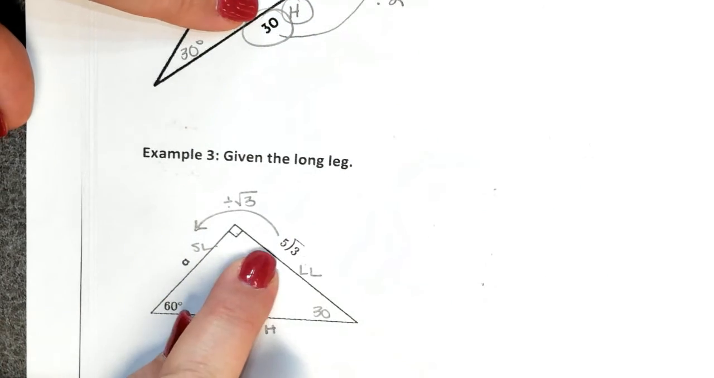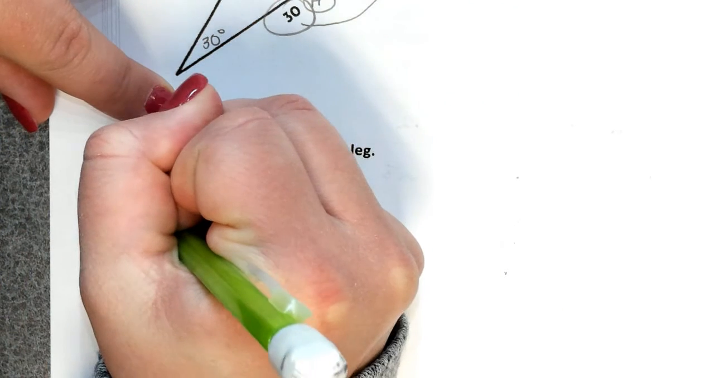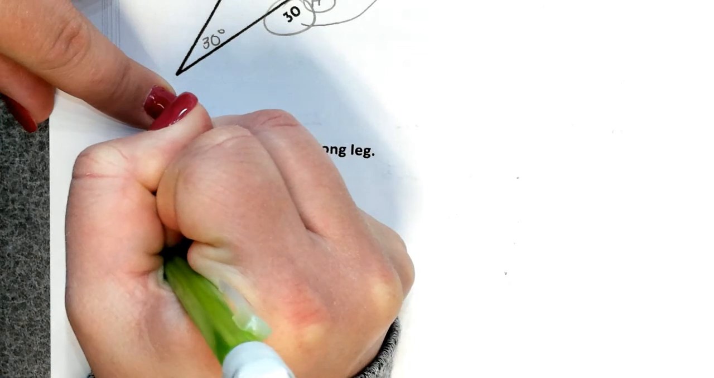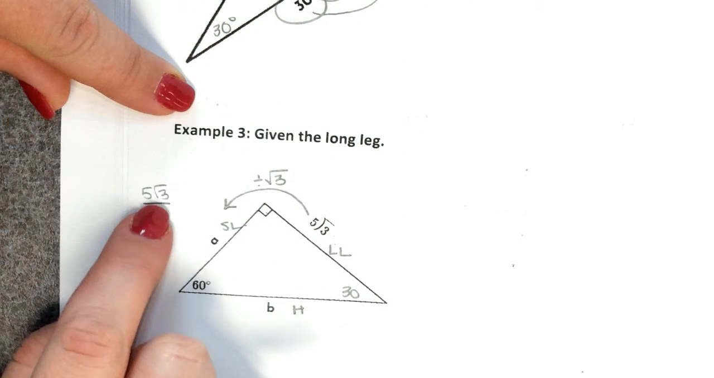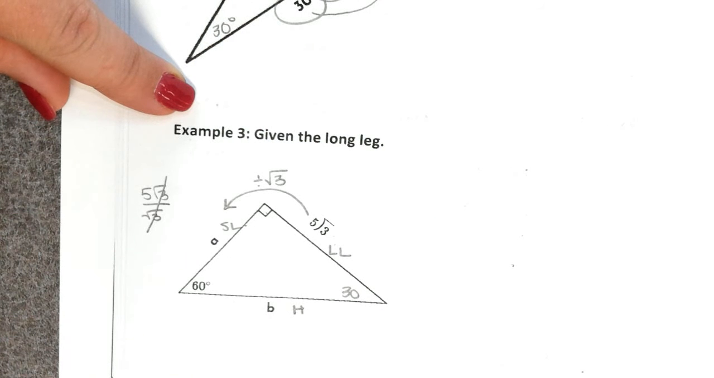Okay. 5 square roots of 3 divided by the square root of 3. You can write it. How do you simplify this? These are going to cancel. What's A have to be then?